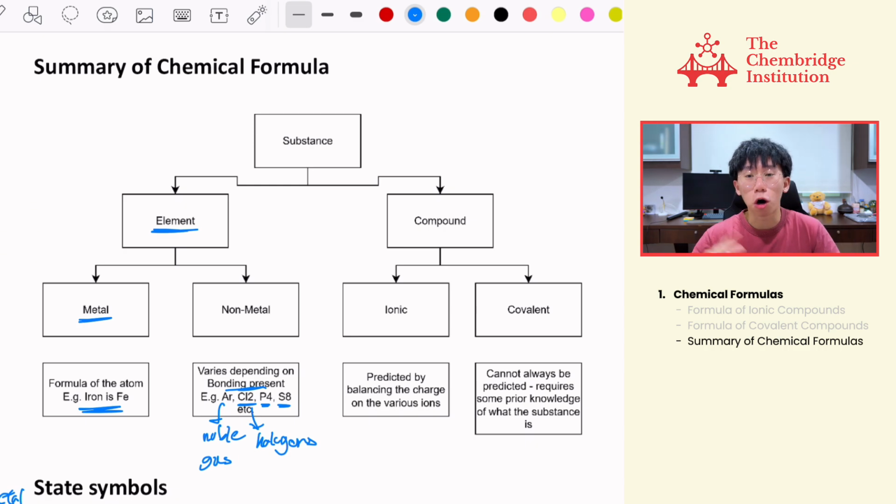And then for our compounds, if it's ionic, we can easily predict the ions and their charges, and then we do the crisscross method. Versus our covalent compounds, we can't always predict the formula. Most of the time, you're going to have to memorize the formula. Otherwise, you can try to predict it from the name of the compound itself.